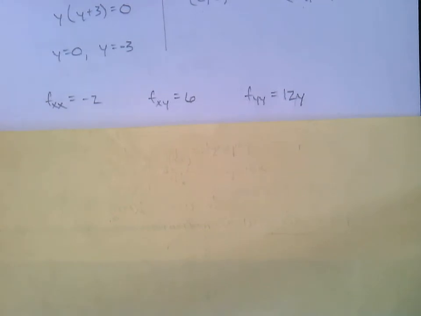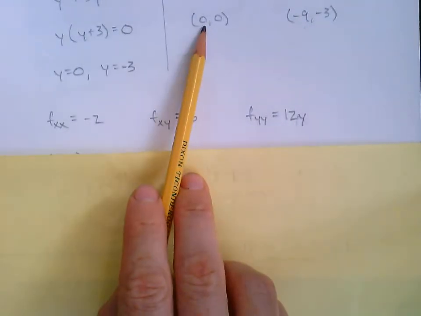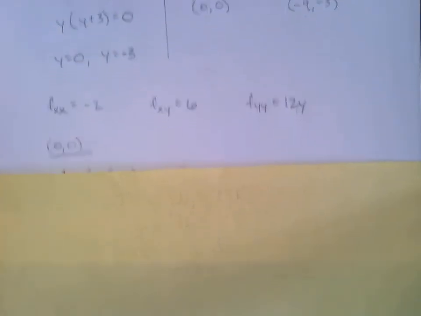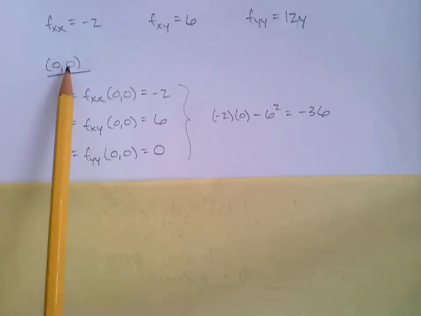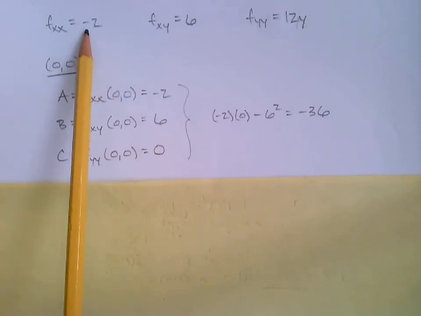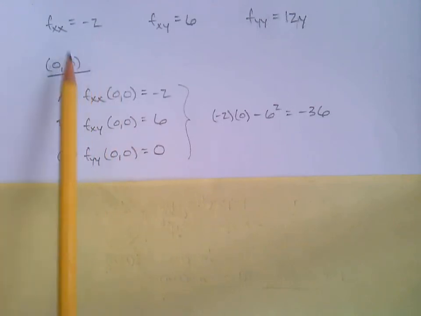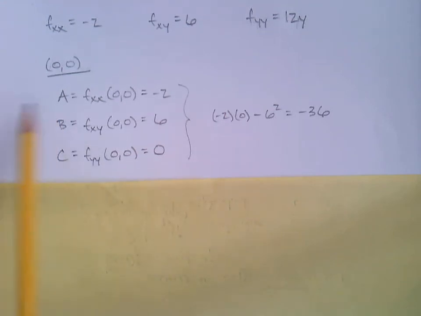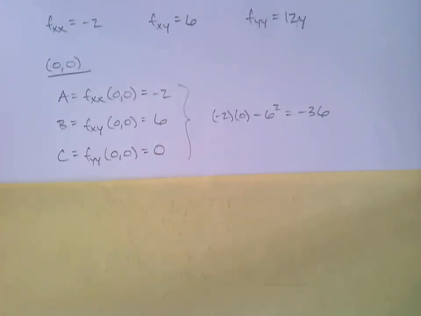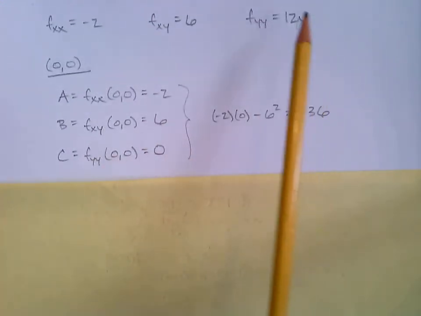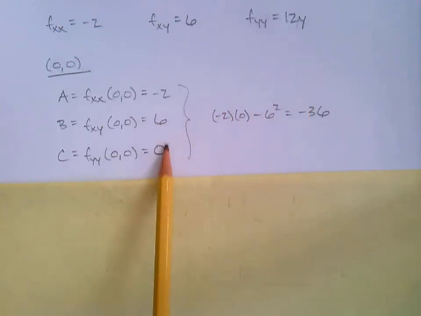Okay, let's begin with 0, 0. Let's find the values of a, b, and c based on these second derivatives. So what does that mean? So we take x equals 0, y equals 0, and plug them in here. Well, there's no value of x or y, so we just get the -2. That's our a. B, we look at this one, plug in 0, 0. Well, it's just going to give us 6. But c, 0, 0, well, the y is 0, so 12 times 0. And there you go, -2, 6, and 0.